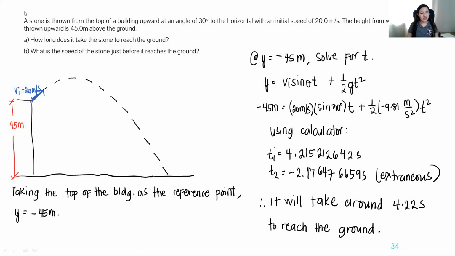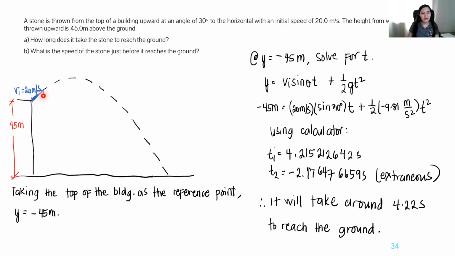Right, so you really have to learn how to interpret the problem and make a drawing, because it will help you understand. Drawings are required. If you don't draw, your variables are all meaningless. Okay, so take note, we take the top of the building as the reference point. So our y would now be negative. I will not remove the negative, because not all of the direction is directed downward. The initial velocity is directed upward.